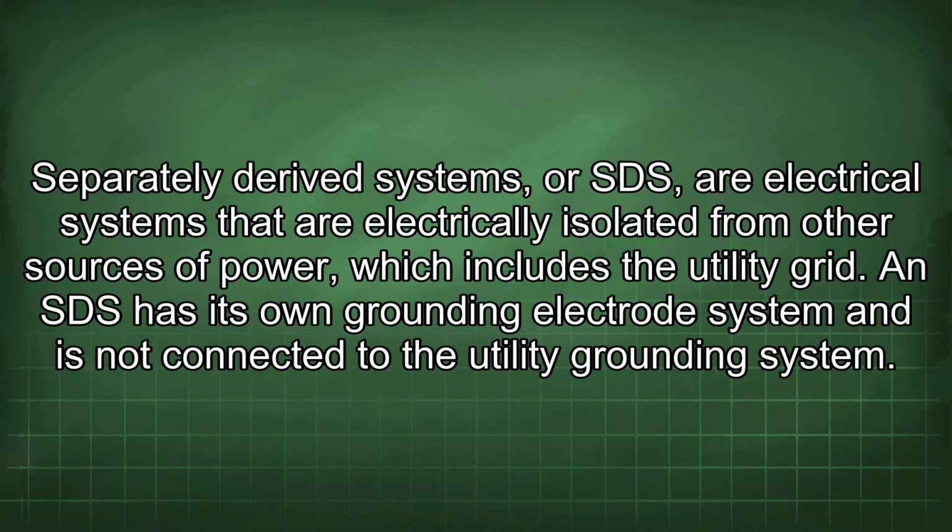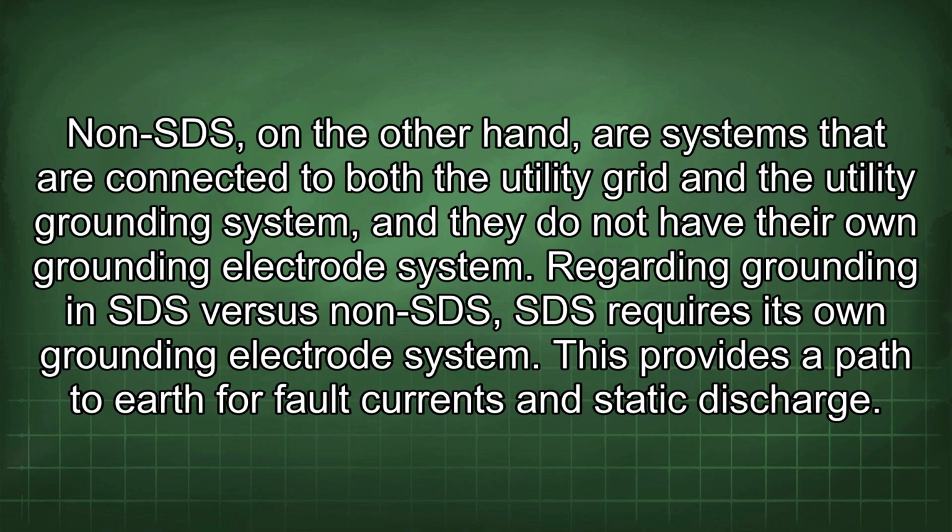Separately derived systems, or SDS, are electrical systems that are electrically isolated from other sources of power, which includes the utility grid. An SDS has its own grounding electrode system and is not connected to the utility grounding system. Non-SDS, on the other hand, are systems that are connected to both the utility grid and the utility grounding system, and they do not have their own grounding electrode system.